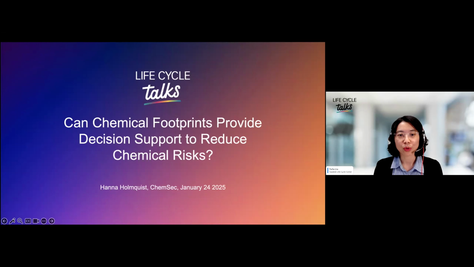Today's Life Cycle Talk will focus on chemical footprints. We will deepen our knowledge and understanding of how to assess chemical risks and explore whether chemical footprints can provide decision support to reduce chemical risks.